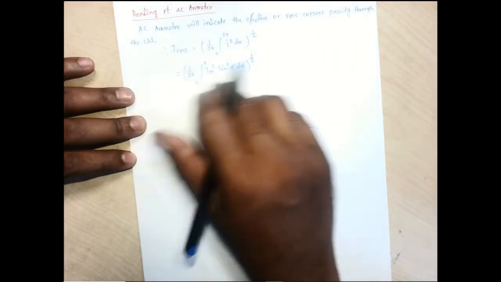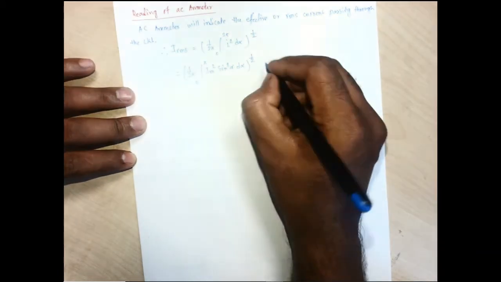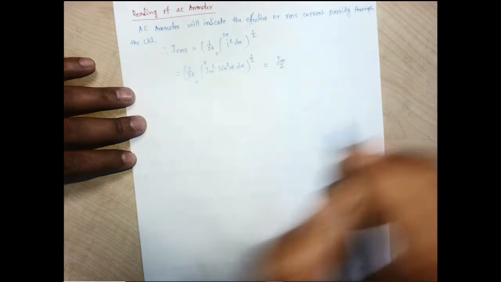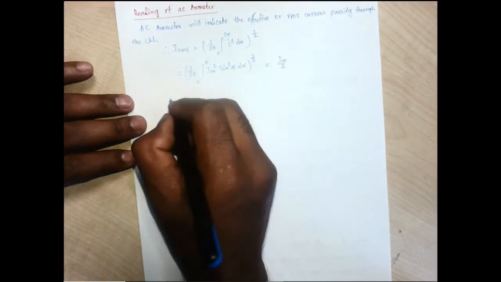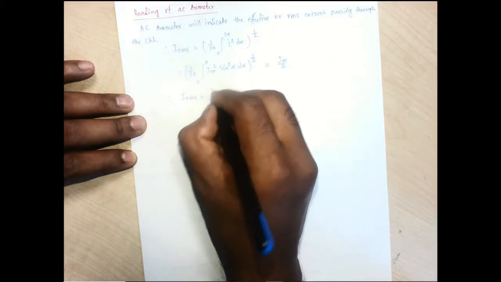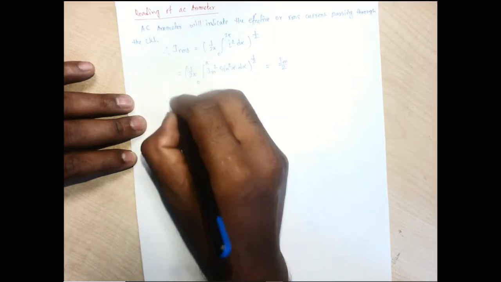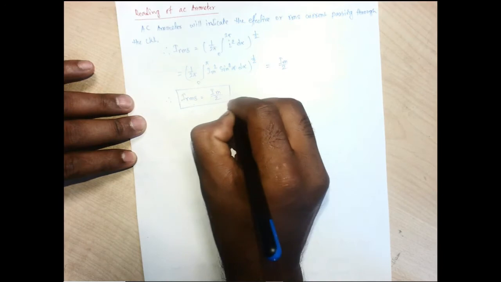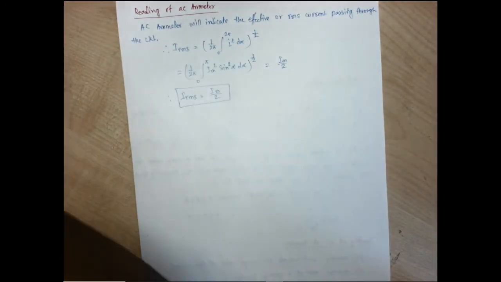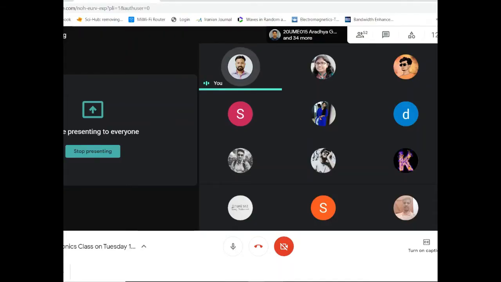So you just do the calculation, you just complete the intermediate steps. For this integration I am just writing the final value. It is coming out as Im by 2. So this IRMS value for this half wave rectifier is Im by 2. You just complete these intermediate steps. Okay, this is all about the current.